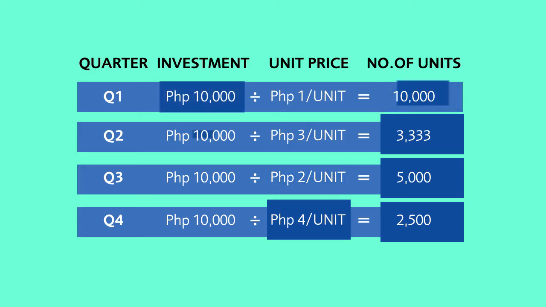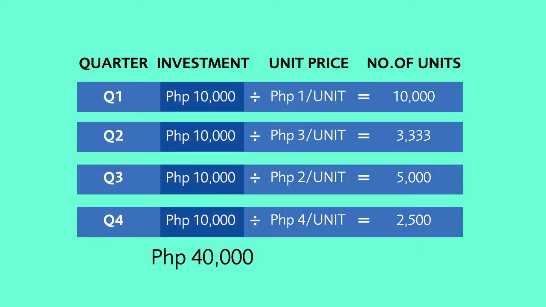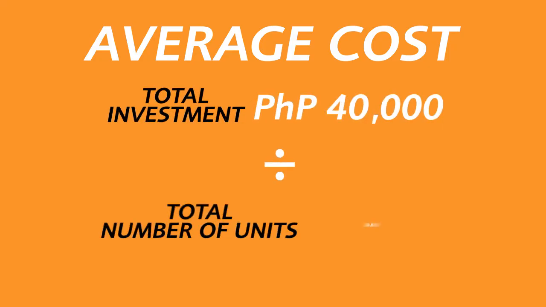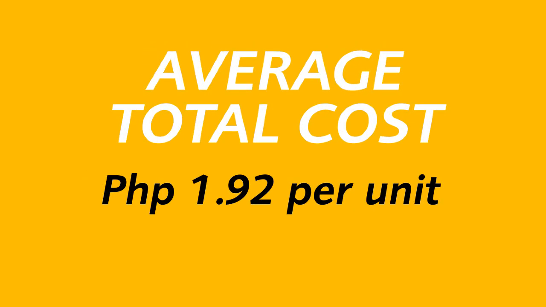By the end of the year, the investor has put in a total of 40,000 pesos and was able to accumulate 20,833 units. To compute for the average cost, simply divide the total invested amount by the total number of units purchased. This gives an average total cost of 1 peso 92 centavos per unit.